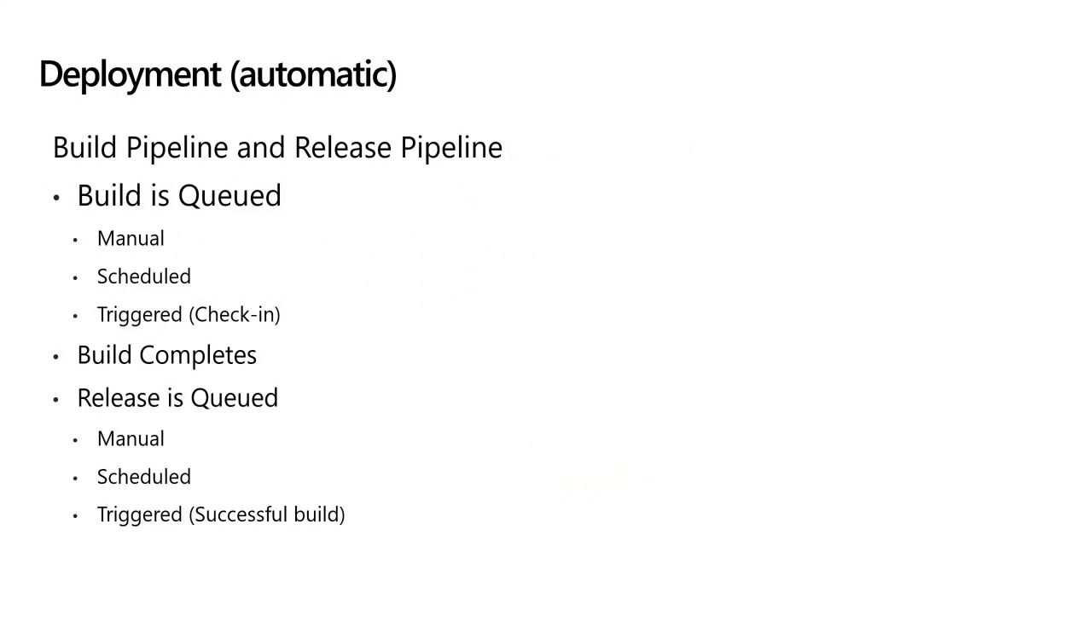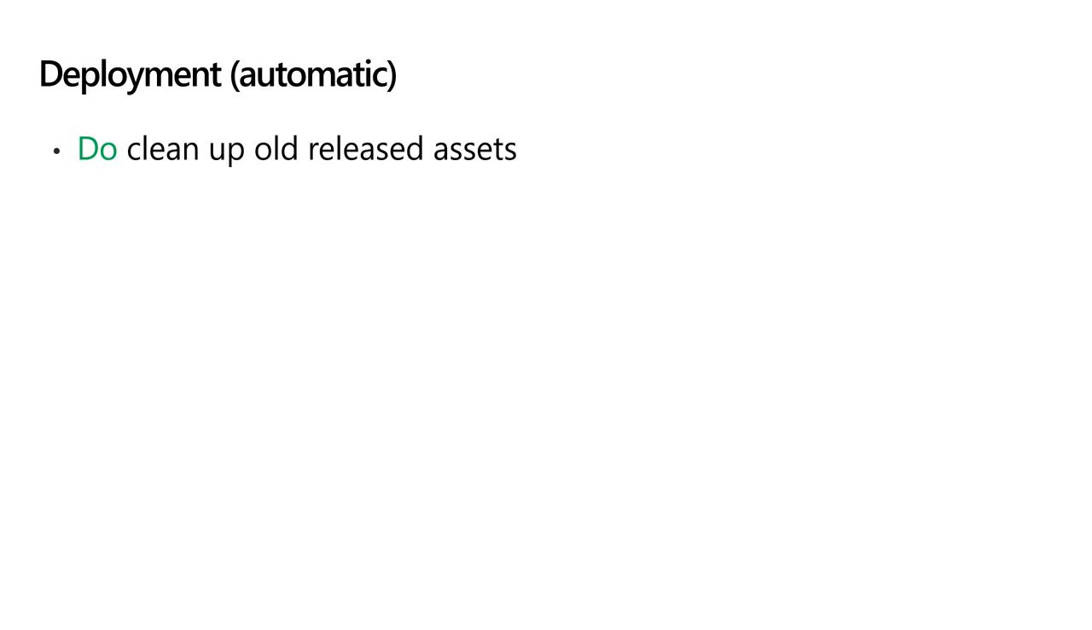For the build pipeline and release pipeline, the automated ones, the build is queued, and it doesn't really matter if it's manual or scheduled or triggered. When the build completes, then the release is queued in the same way, and that completes it. And you do want to clean up your old released assets from the asset library.